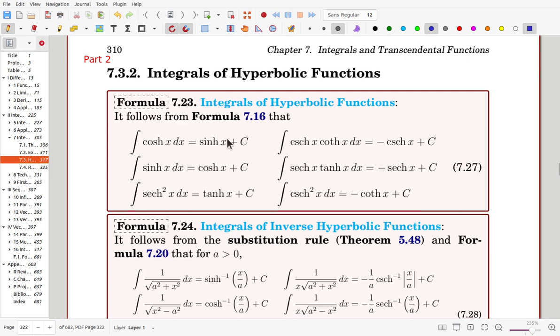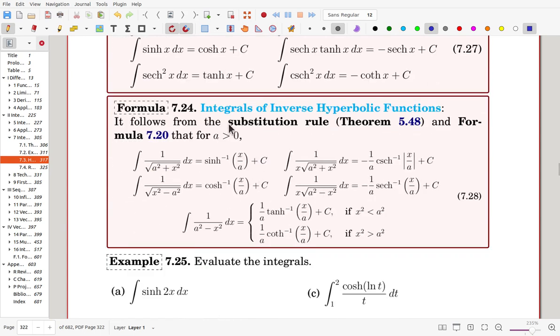Exactly, that came from the derivative formula of hyperbolic functions. And in the same way, here we have a formula for integrals of inverse hyperbolic functions. That came from the formula for derivatives of inverse hyperbolic functions. Again, for these formulas, don't try to memorize. If some of them are required, then you may look at a table.